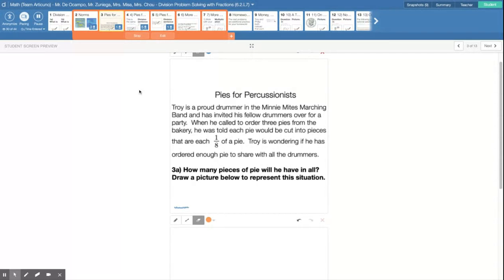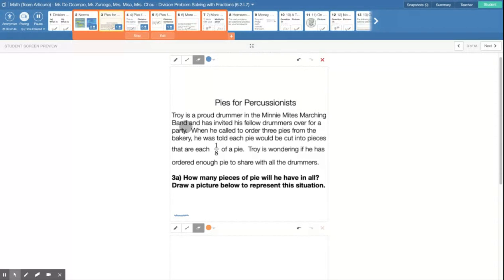Pies for percussionists. Troy is a proud drummer in the Mini Mites marching band and has invited his fellow drummers over for a party. When he called to order 3 pies from the bakery, he was told each pie would be cut into pieces that are each 1/8 of a pie. Troy is wondering if he has ordered enough pie to share with all the drummers. 3A. How many pieces of pie will he have in all? Draw a picture below to represent the situation.